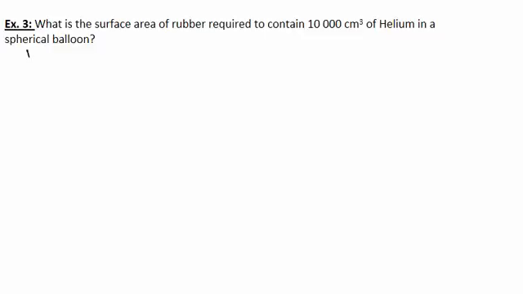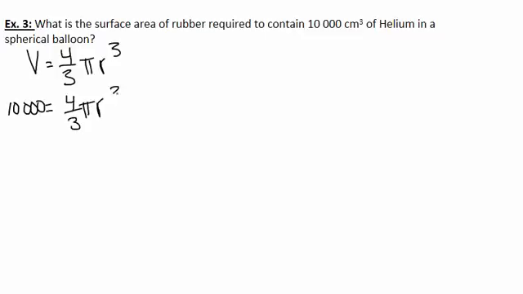So volume of a sphere is equal to 4/3 pi r cubed, and now we plug in our value for the volume of 10,000 and solve for r. So we have to multiply both sides by 3 to get rid of this 3. So we get 30,000 is equal to 4 pi r cubed.